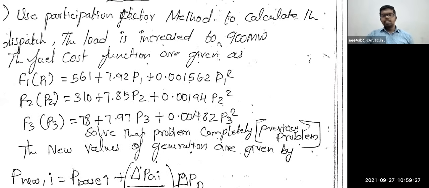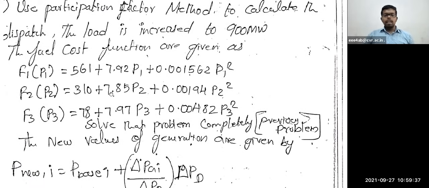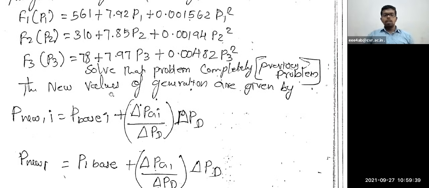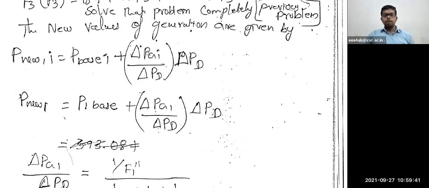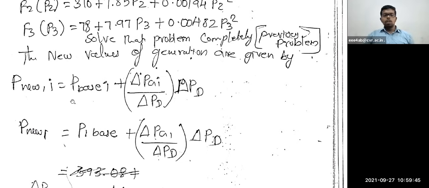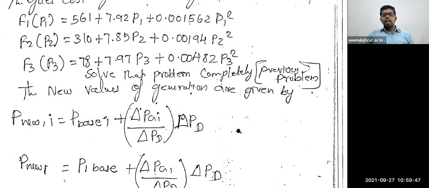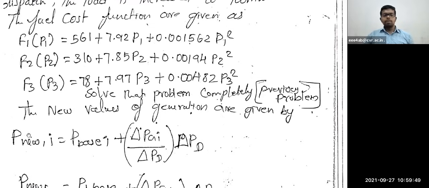The load is increased to 900 megawatt. So from 850 to 900 megawatt, the load is being increased. By solving the problem, we already found out P1, P2, P3. Okay, so now we have to go to the problem: how to calculate the new values of power generation by using the formula.